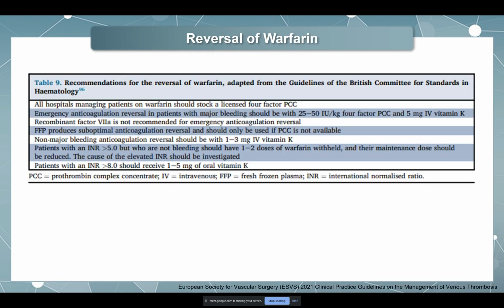So next, this is the reversal of Warfarin. Basically, all hospitals managing patients on Warfarin should stock a licensed 4-factor PCC, and usually we use FFP if there is bleeding tendency while using Warfarin.